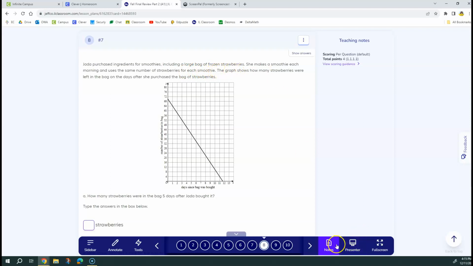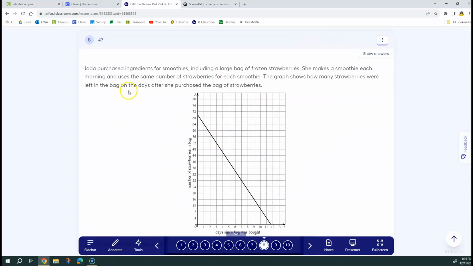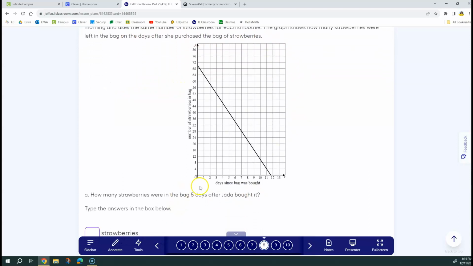The graph shows how many strawberries were left in the bag on the days after she purchased the bag of strawberries. Okay, so we've got the number of days since the bag was purchased, and then the number of strawberries in the bag. How many strawberries were in the bag 5 days after Jada bought it?